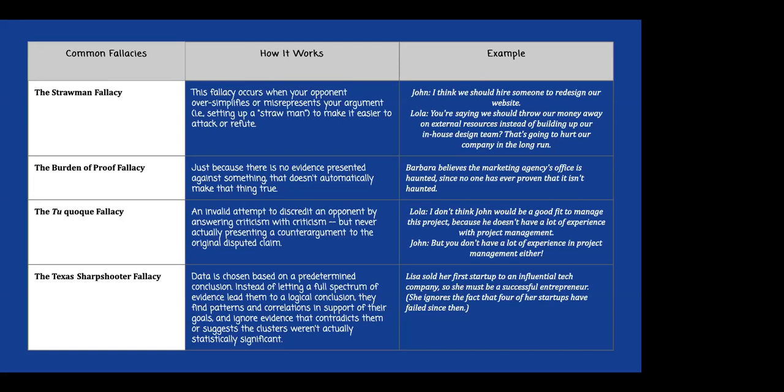And then our last fallacy that we want to focus on here is the Texas sharpshooter fallacy. This is one that we try to pretend doesn't happen, but it definitely does. Instead of letting the full spectrum of evidence lead to a conclusion, basically the person is just cherry picking their data so that their data tells a story instead of you getting a story from the data. And they may ignore evidence that goes against what they're trying to argue, just completely leaving any evidence out if it goes against what they were saying. Okay.